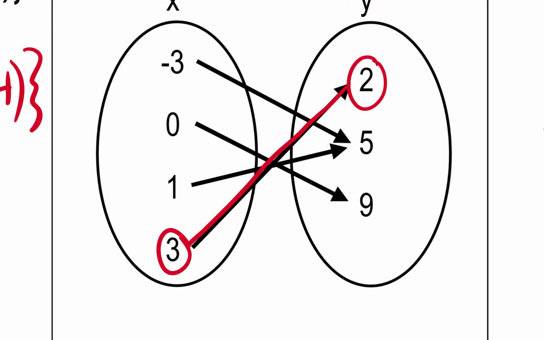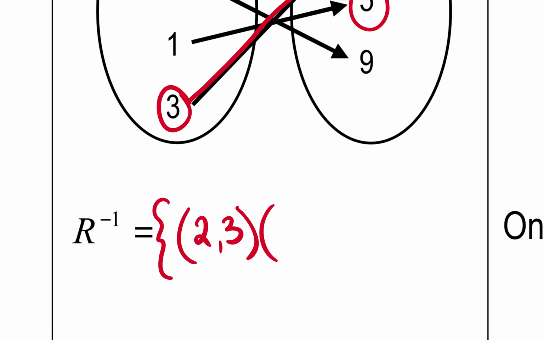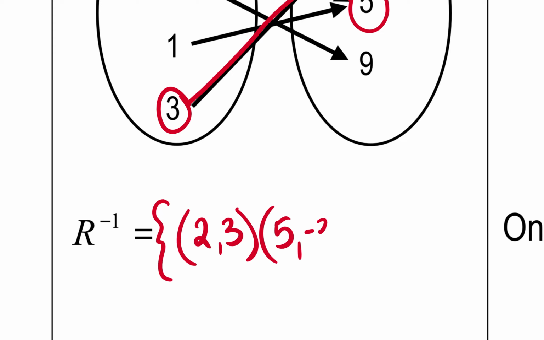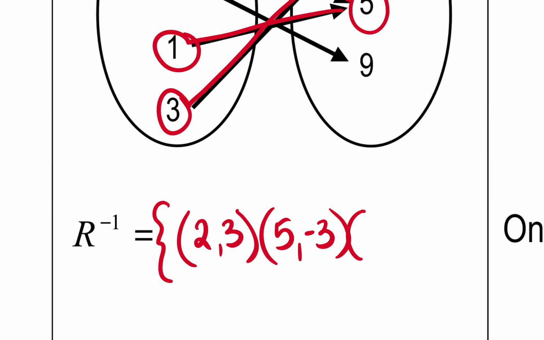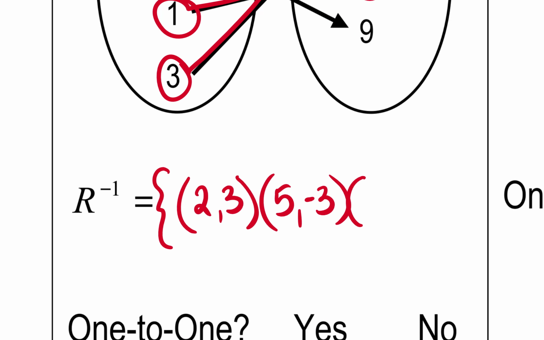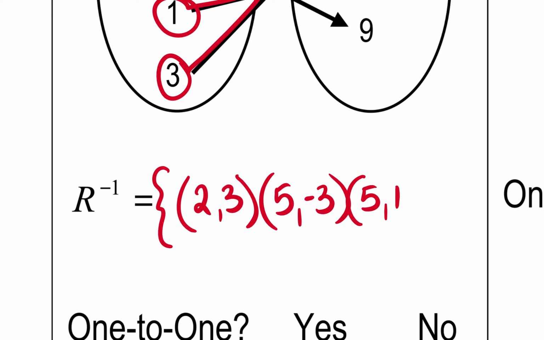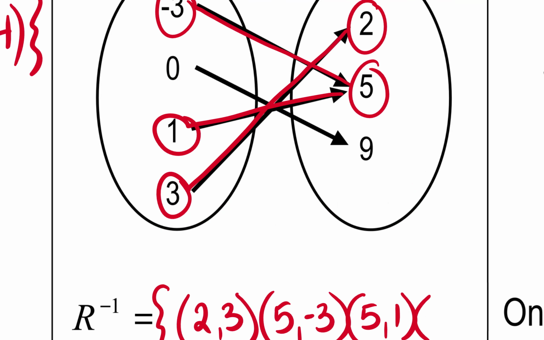My next one, I have 5. I have 2 arrows, I have to do both. So I'm going to do the first one. If I go back, this one goes to negative 3. So I have 5, negative 3. And then I do the other one, 5 to 1. And then my last one, I start at 9, I go backwards to 0.